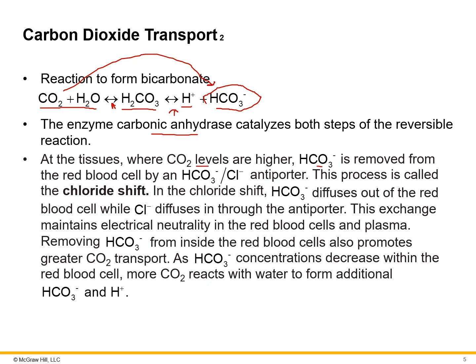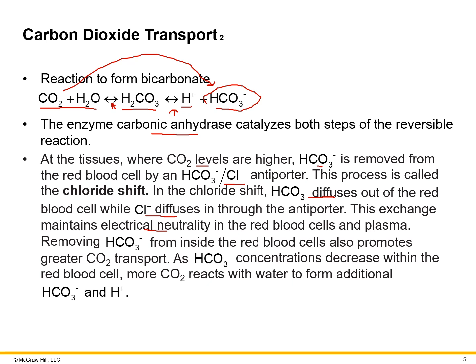So again, at the tissues where we have carbon dioxide levels being higher, the bicarbonate is removed using that bicarbonate chloride antiporter, meaning again they're going in opposite directions. So that bicarbonate diffuses out of the red blood cells while chloride diffuses in through that antiporter. So that exchange maintains neutral electricity because it's one negative ion coming in and one going out. So there's no change in electrical potential.